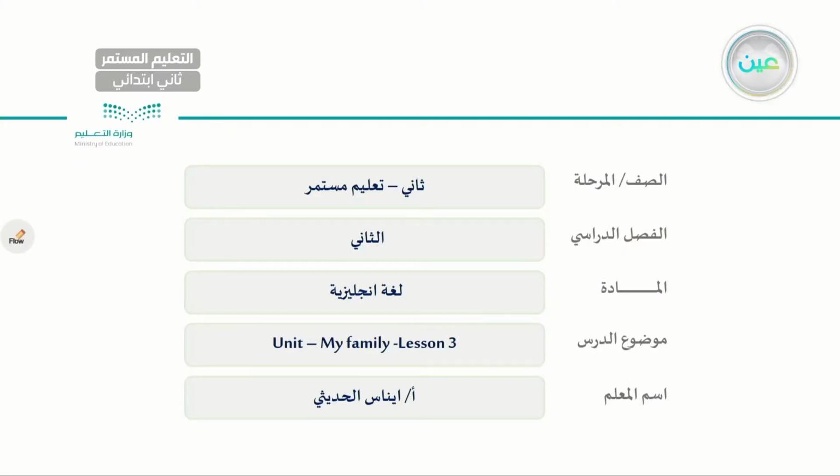So, as you can see, these are the lessons for the second year of continuous education. We are at Unit 3. The name of the unit is My Family. For this class and for the second class, we will be covering lesson number 3, so let's start.